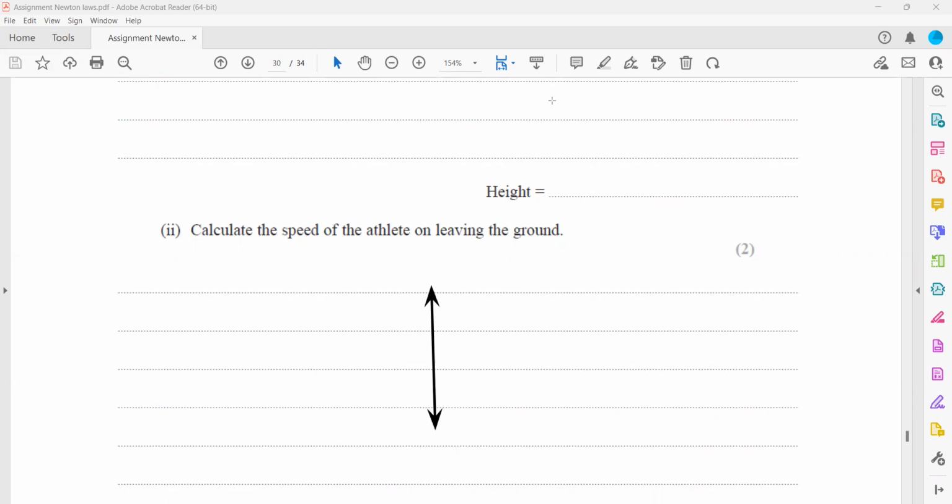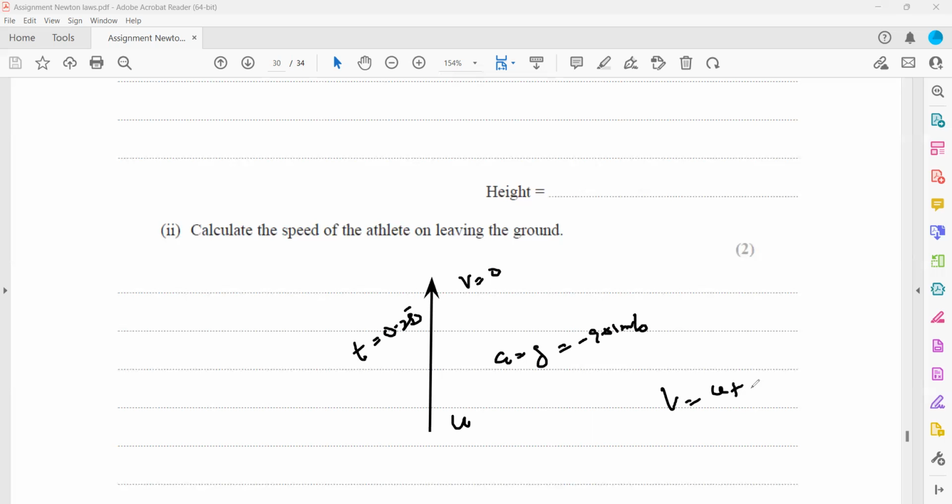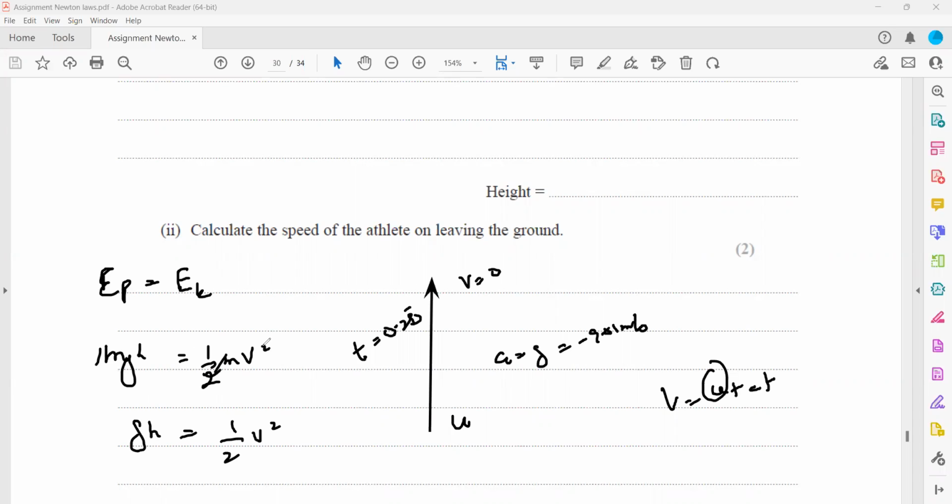As I mentioned, if it is going up, you need the initial speed, and the final speed is 0. The acceleration is due to gravity, minus 9.81 meters per second squared, and the time you'll take is 0.25 seconds. So just use the equation of motion V equals U plus AT and work out the initial speed from this. Or you can also use gravitational potential energy equals kinetic energy. So mgh equals half mv squared. m will cancel with m, so gh equals half v squared. You can also use this formula, as I did not mention there's a loss of energy.